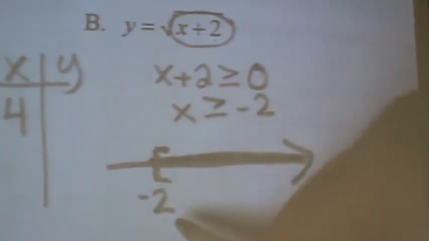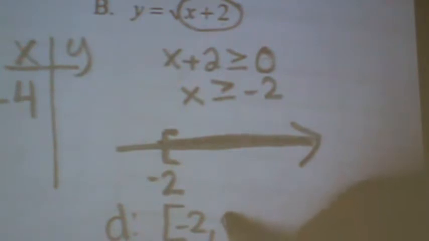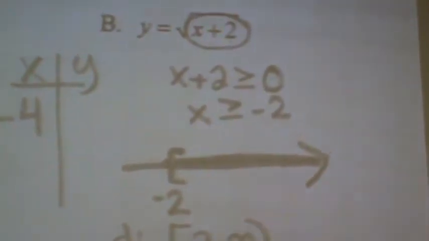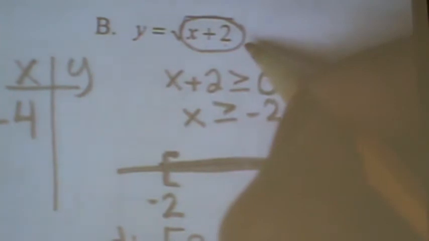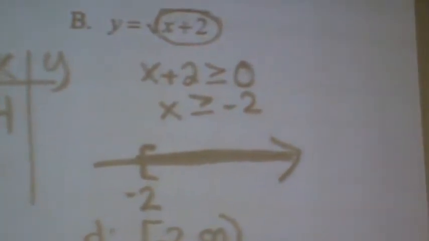No. So how are you going to write this domain in interval notation? Bracket negative 2, comma, infinity, parentheses. So that's all you have to do for these problems. If it's a square, fourth, sixth, or eighth root, you set what's underneath it greater than or equal to 0 and solve. And then write it in interval notation.